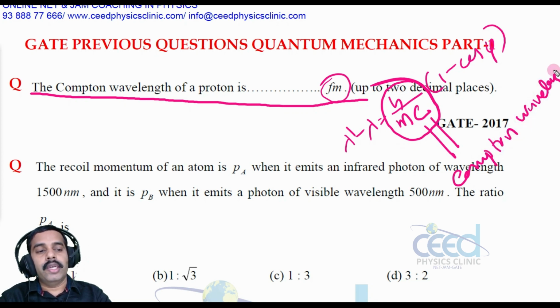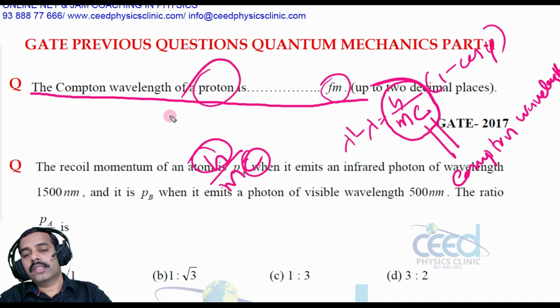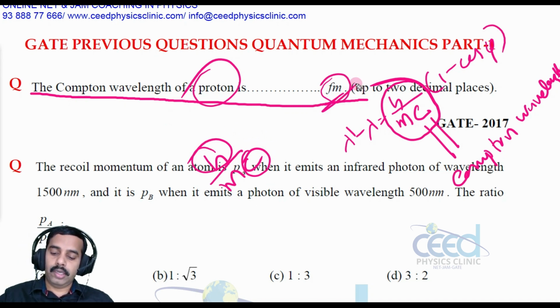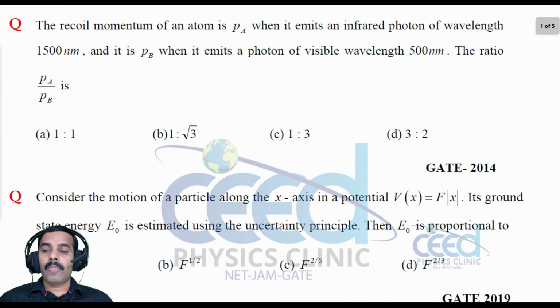Now the Compton wavelength we need to find. So we have to solve h by mc, and we already have the Planck's constant value and the value of c, and the mass. We have to select the proton mass. When you substitute all this, you can express the answer in femtometer. Now let us go to the second question.